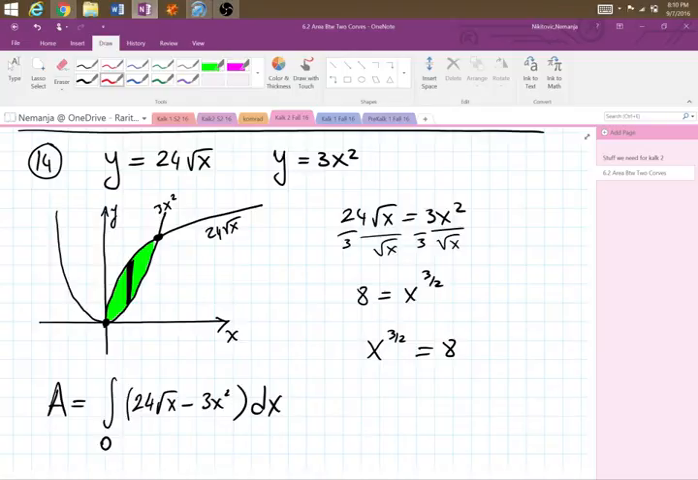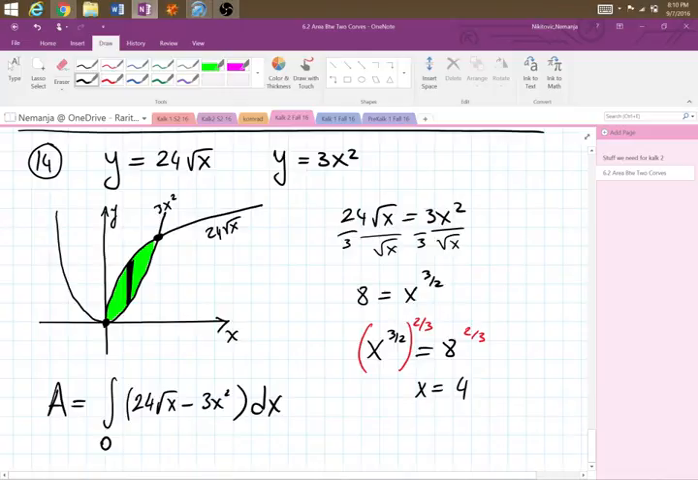What's the opposite of the exponent 3 halves? 2/3 on both sides. Let's not ruin the moment. All right, so x equals cube root of 8 is 2, 2 squared is 4.